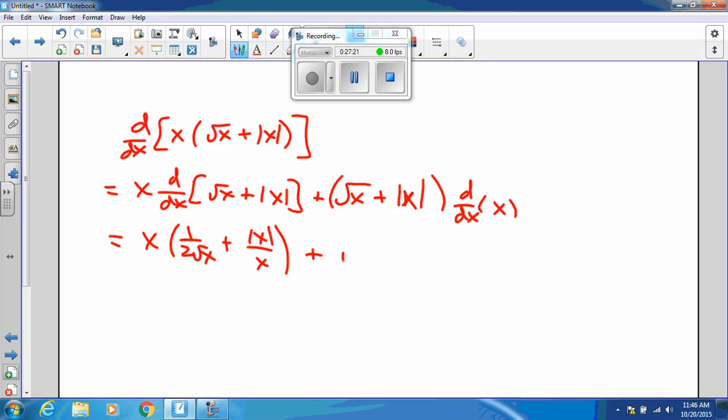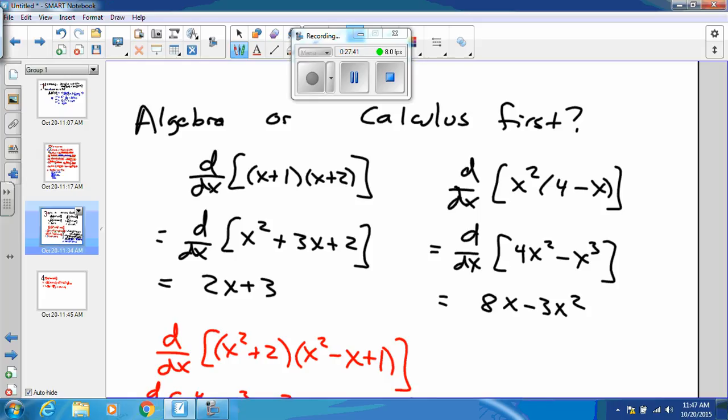Nope. Wow. This derivative is 1, so I get root x plus the absolute value of x. I may not have to simplify. Depending upon the situation, if I am not called upon to simplify, once I've got my derivative, I can just leave it. Really and truly.